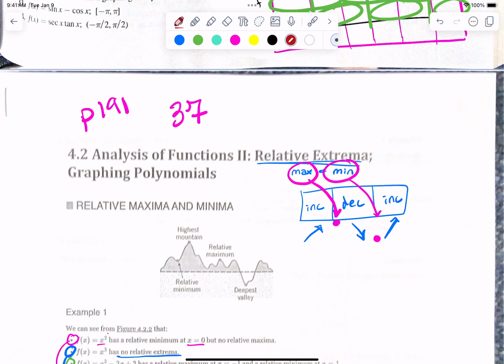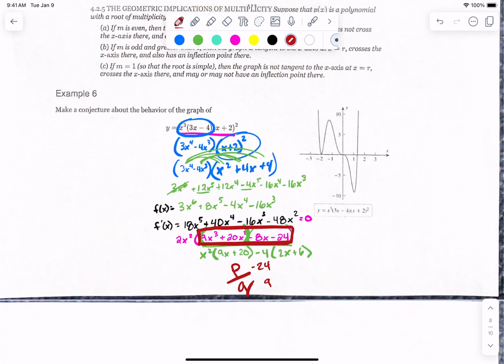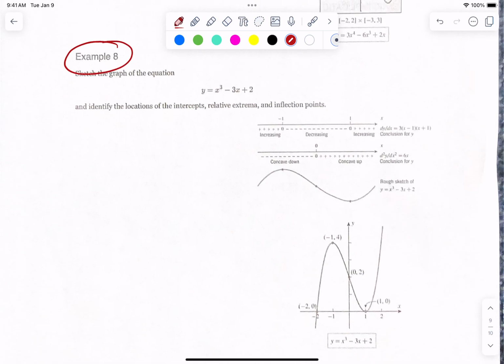Here's the homework assignment, though. We're doing number 37, just that one for homework on page 191. We started doing example 6 and it turned too ugly, so we're aborting mission on that one because I don't want to do that one. We're going to go down to example 8 and fill it in all the way through, and then we're going to stop.